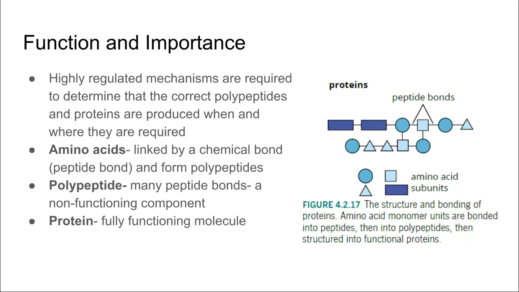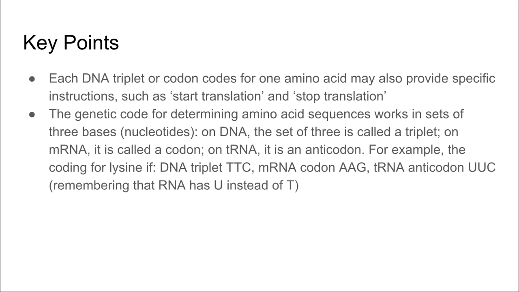So why is this important? It's important to regulate it to make sure that we produce the correct polypeptides and proteins. And we can see here that it is required. The amino acids then form a polypeptide, and then we have our protein, which is our fully functioning molecule that we want in our body. So these are just some key points here for you to read over.